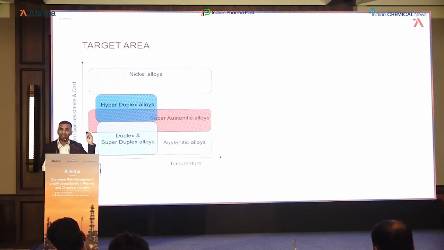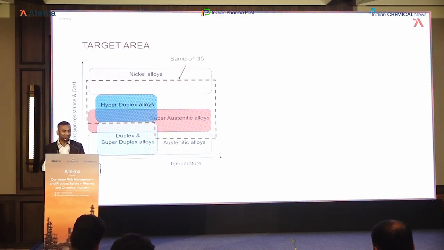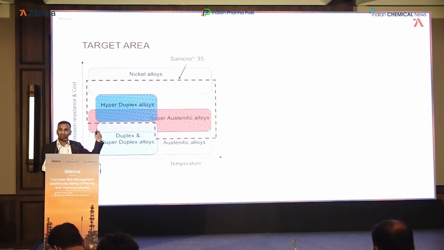And then comes high nickel alloys. This is the ultimate solution, but cost-wise, it's not cheaper. High nickel alloys are always costly. So we found that there is a gap here, in between super austenitic, high nickel, and hyper duplex. That is where it gave us a chance to invent a new material called Sanicro 35.